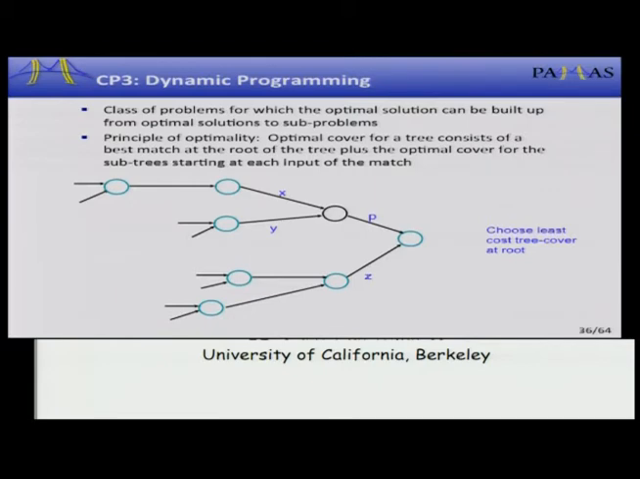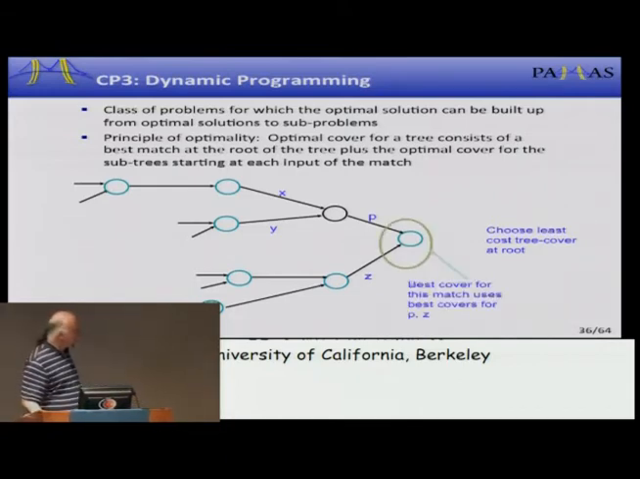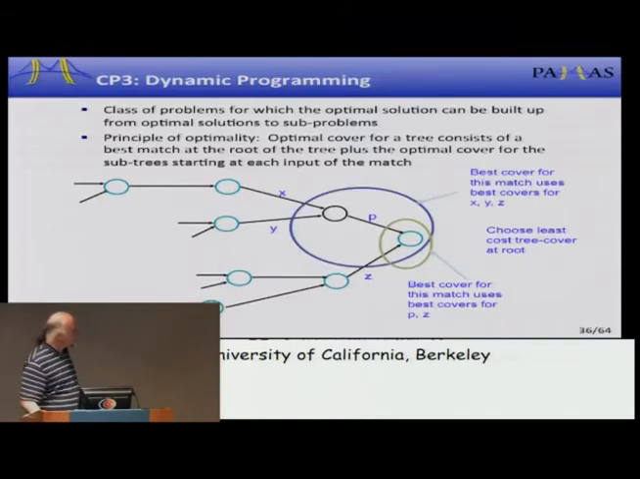And it builds on the principle of optimality that, say, if we're looking at a set of trees, the optimal cover for a tree consists of the best match at the root of the tree plus the optimal cover for the subtrees. So, for example, if we're sitting here at the root, we have a particular cover, a way we're going to finish this computation at the root, then this is built up from the best covers for the subtrees, P and Z. So we identify the best for P here, and that in turn, in this recursive way, depends on the best covers for X and Y.